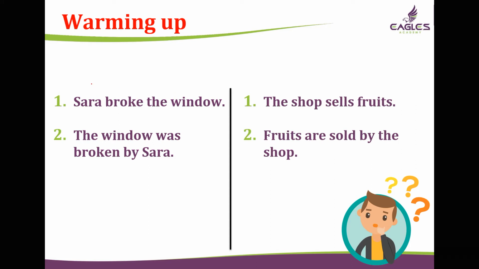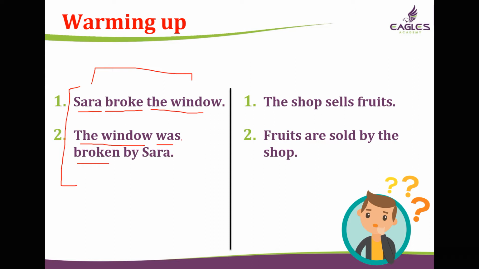Let's see the first group, this one. Sarah broke the window. The window was broken by Sarah. What is the difference that you notice? Did you notice anything? Let's look here. Sarah is the subject, broke is the verb, the window is the object. While here we have the window was broken by Sarah.